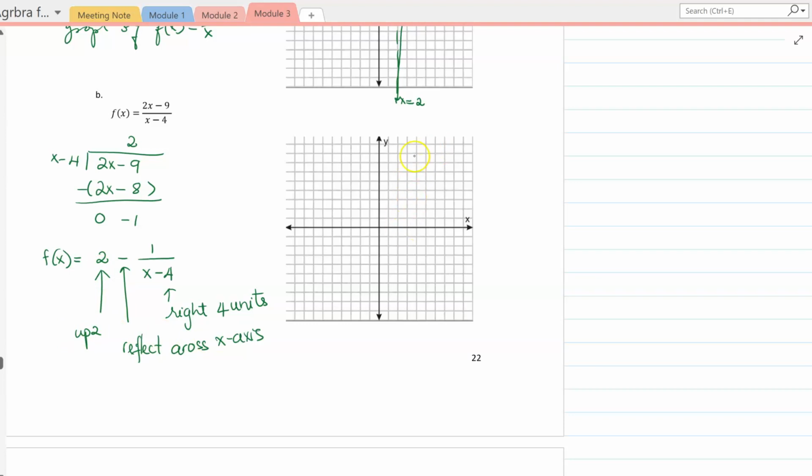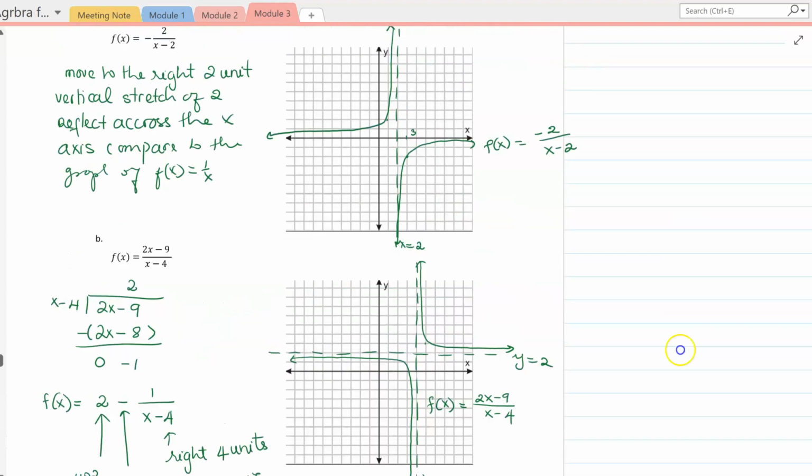So now we have the vertical asymptote at x equals 4. The horizontal asymptote is at y equals 2. And the graph looks like this. So this is the graph of f of x equals 2x minus 9 divided by x minus 4.